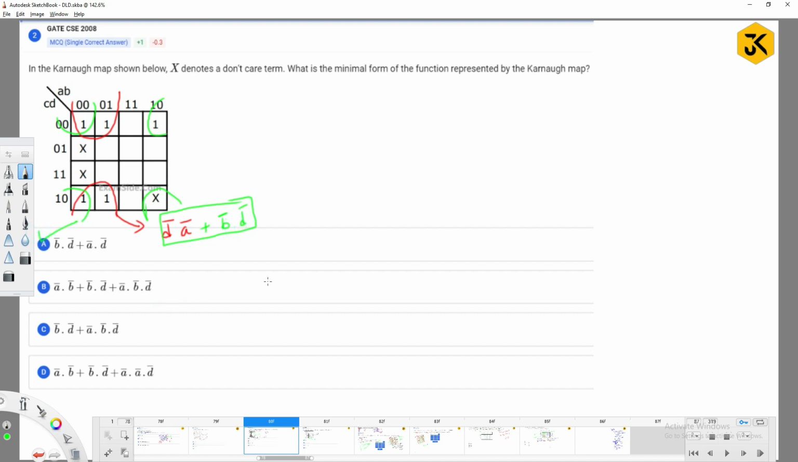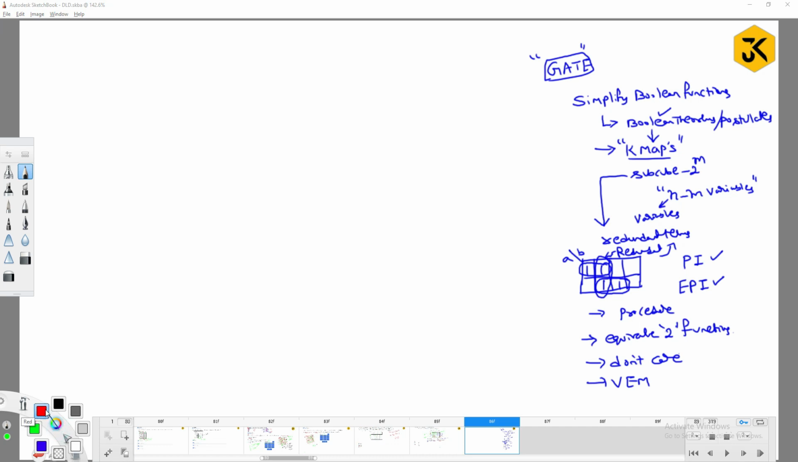Okay. So when you are trying to solve this kind of questions, you have to be careful. Okay, fine. Now, in today's class, we'll see another concept, that is combinational circuit.